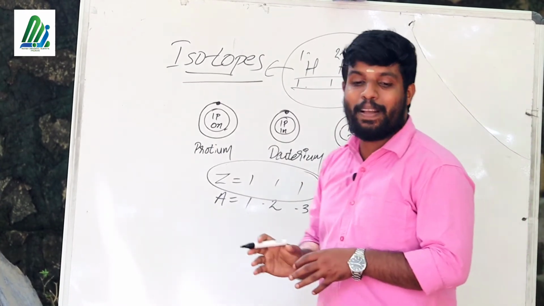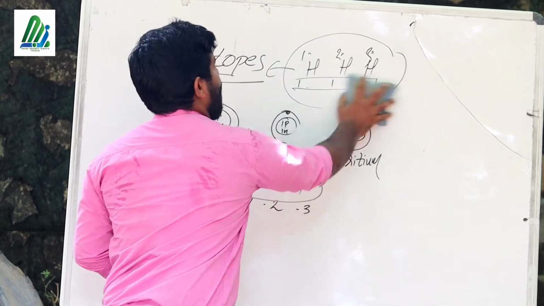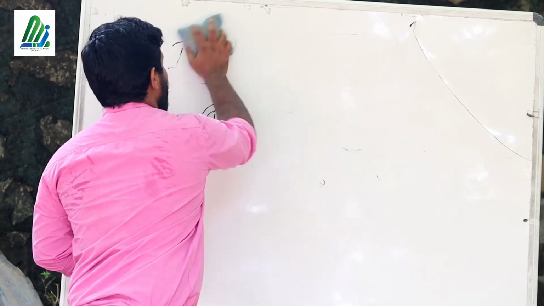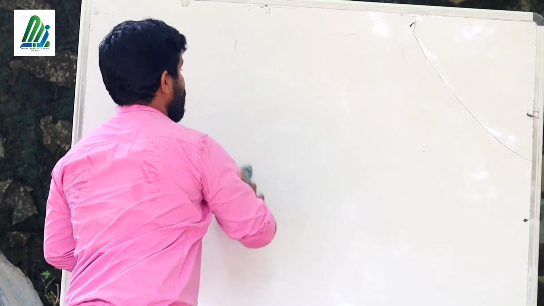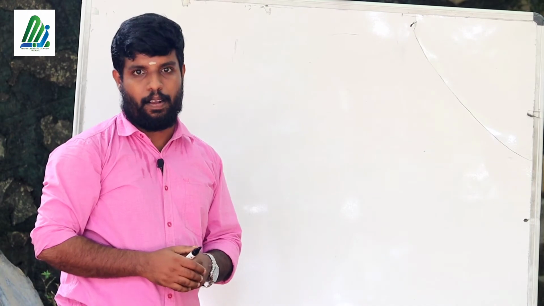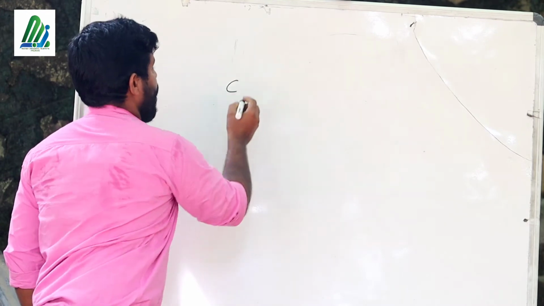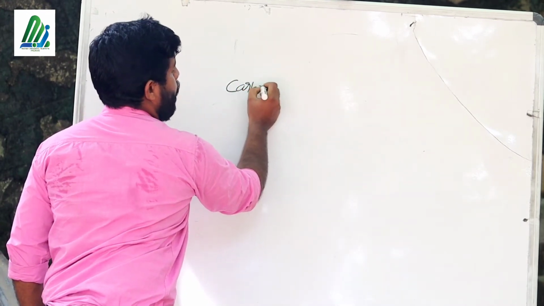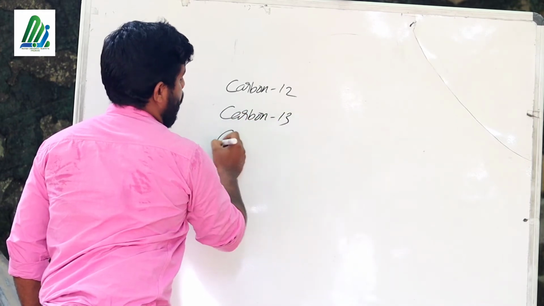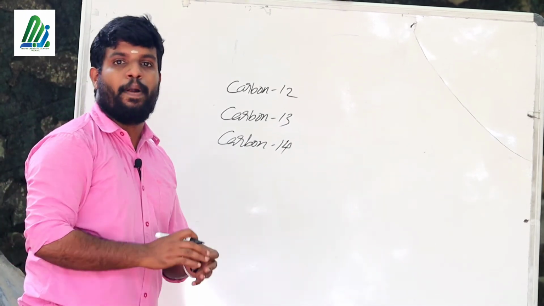Like that, all elements have their own isotopes. These isotopes are generally named on the basis of their mass number. That means if you consider carbon, the isotopes of carbon are carbon 12, carbon 13 and carbon 14.